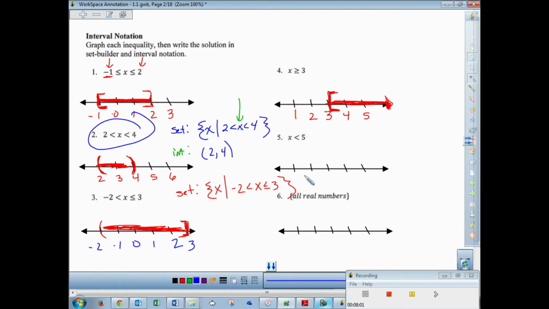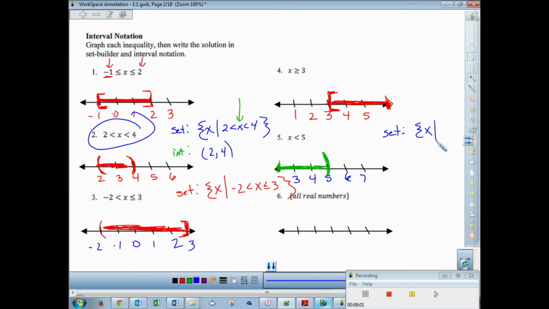X less than 5, I need a 5 in the middle. 6, 7, 4, 3. 5 does not count because there's no equal to bar. And going to the left, to the left, to the left. I didn't do the set and interval notation again, my bad. So let's do set on this guy.